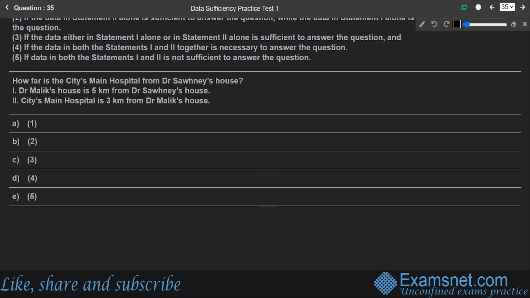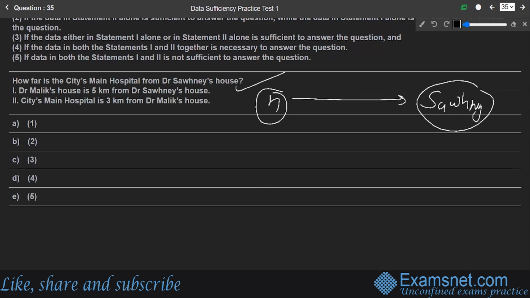Now the question is, how far is the city's main hospital from Dr. Sahni's house? Okay, so let us mark somewhere. This is, let's say, the hospital. This is, let's say, Dr. Sahni's house. This is how we can mark, and we have to find out the distance between the hospital and Dr. Sahni's house. The first information says Dr. Malik's house is 5 kilometers from Dr. Sahni's house. So Dr. Malik's house can be anywhere.